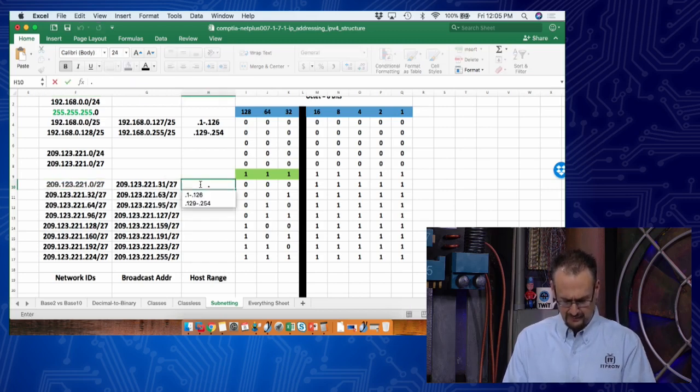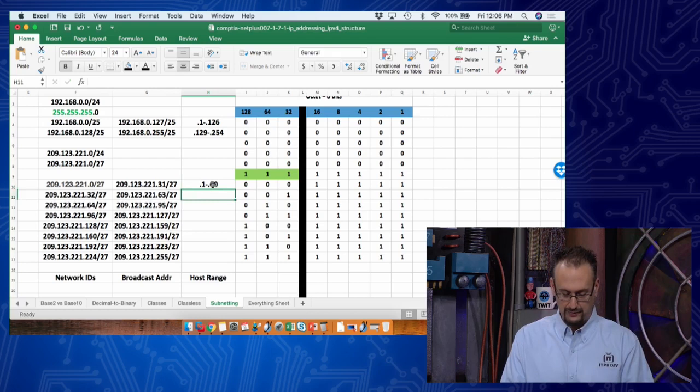And we're going to do this like we did before. We'll do .1 through .30, and there are our 30 computers. Now, the next one that we are going to look at, we've got 32 for a network ID, and again 63 for a broadcast address, and again that's in that last octet, so that is going to be .33 to .62.